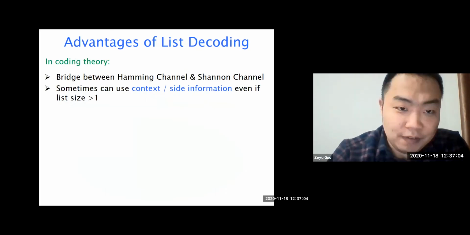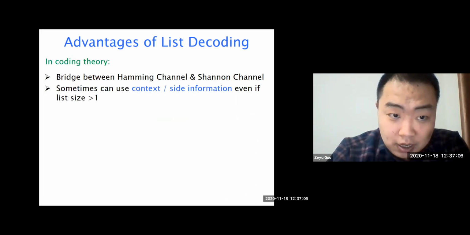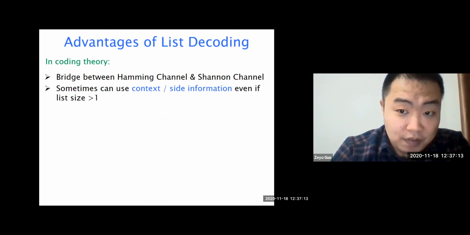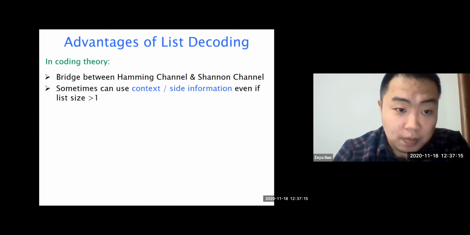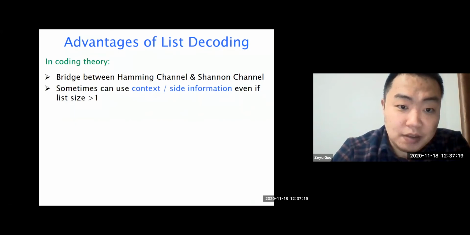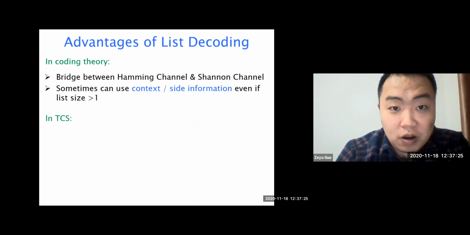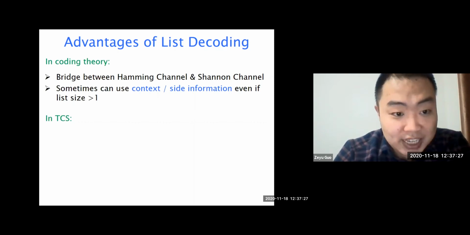In coding theory it is a very fundamental concept, and it can be seen as a bridge between the so-called Hamming channel and the Shannon channel. Even if the list size may be greater than 1, sometimes we can use context information or side information. So it's very important in coding theory. But I want to talk more about the advantage in TCS.